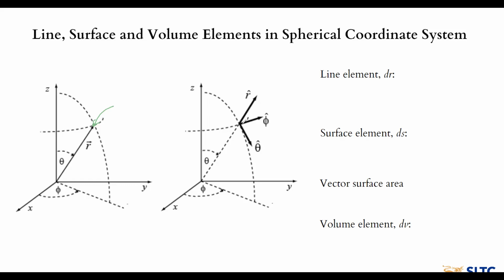So basically, the unit vectors will be given as in this figure. Radially, we can have a unit vector along the radial direction. Then we can have a unit vector along the phi direction. Then we can have a unit vector along the theta direction. Afterwards, we can define the line element, surface element, vector surface area, and the volume element.